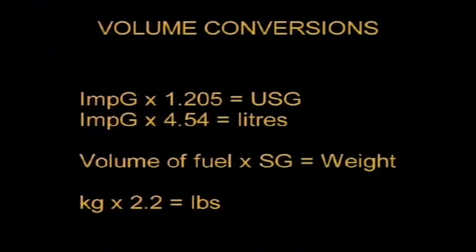A reminder: imperial gallons multiplied by 1.205 equals USG. Imperial gallons multiplied by 4.54 equals litres. The volume of fuel multiplied by specific gravity equals weight, and kilograms multiplied by 2.2 equals pounds.